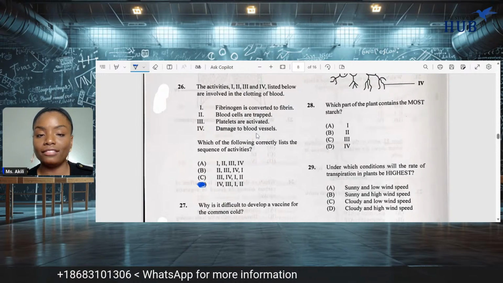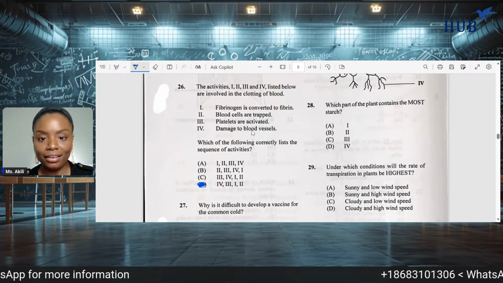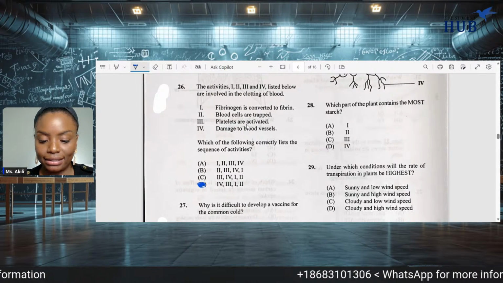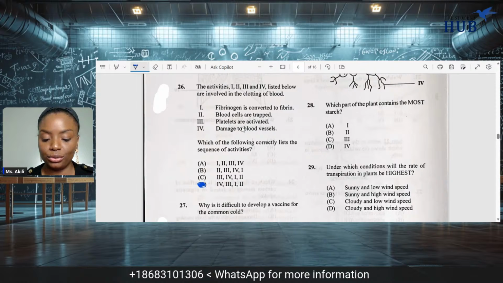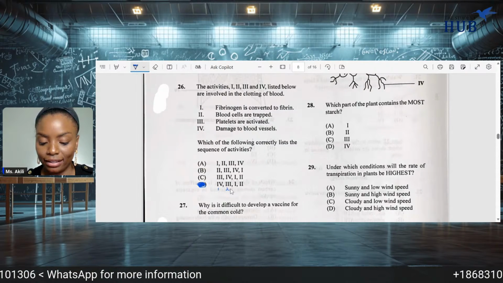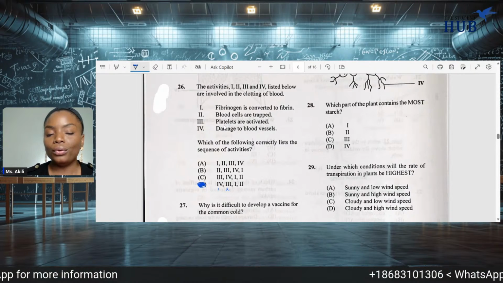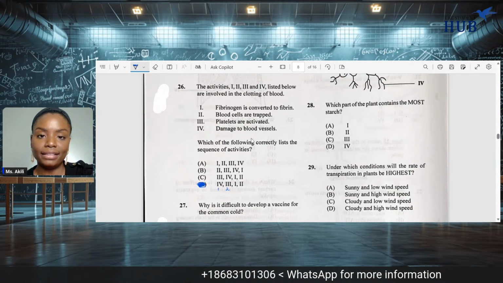So damaged blood vessels release chemicals that will then activate your platelets. The formal name for your platelets is thrombocytes. So we have 4 being first, 3 being second, right? Now, the activation of the platelets causes a cascade of events to occur.